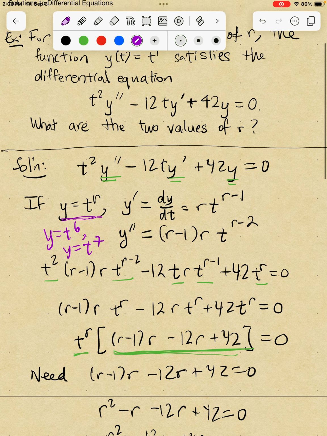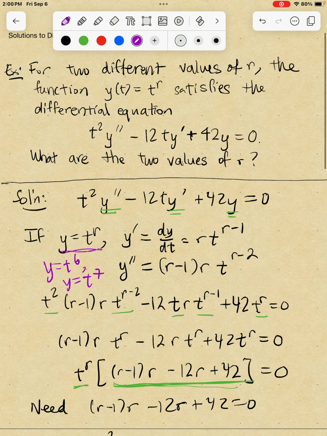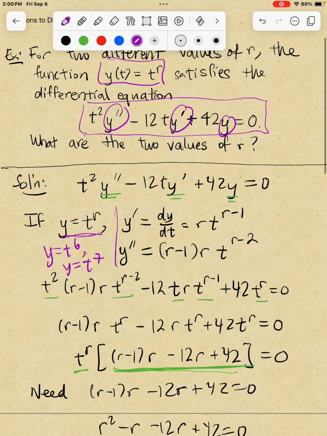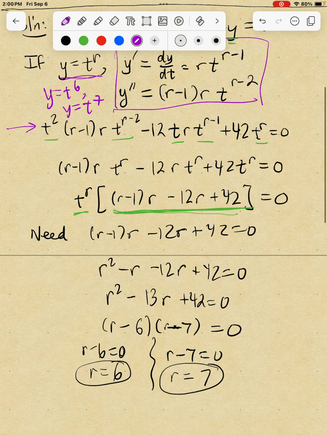Okay, so let's just summarize what we did in this problem. We're told that y of t equals t to the r is a solution to this differential equation, right? So we don't actually have to do anything with this differential equation to solve it. The question is asking us what r is, so we can just substitute y equals t to the r in here. Once you figure out y prime and the second derivative, you can just plug those in. That's what we did here, right? We plugged them into this and then did some algebra and solved for r.